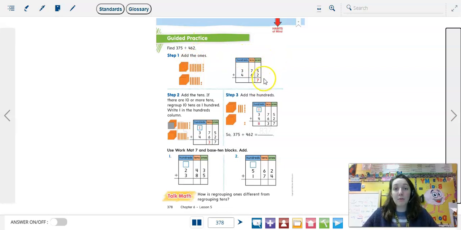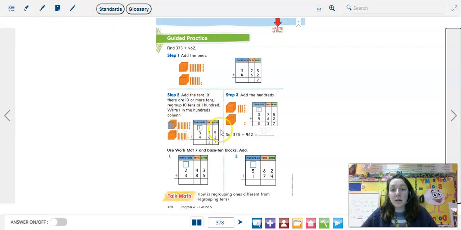Do I need to regroup anything for that? Nope, because 5 plus 2 is 7, which is not more than 10. It doesn't make a group of 10, so I'm not going to carry anything. Okay, so then step 2, add the tens. Just moving over to that next place value. If there are 10 or more tens, regroup the tens as 100. Write 1 in the hundreds column. So you're using the same strategy that we've used with our ones.